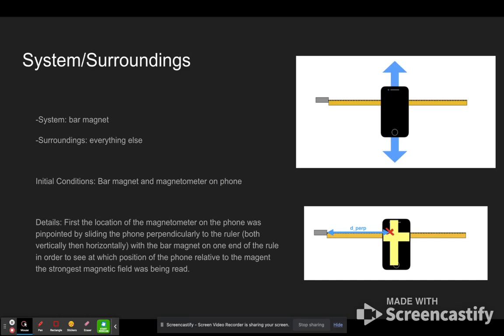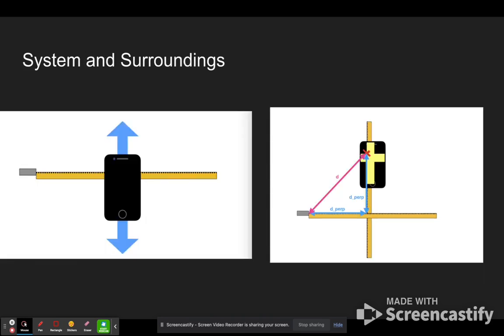The initial conditions are the bar magnet and the magnetometer on the phone, which measures the magnetic field at certain positions. In the experiment, the location of the magnetometer on the phone was pinpointed by sliding the phone perpendicular to the ruler, both vertically and horizontally, with the bar magnet on one end of the ruler, in order to see at which point the phone relative to the magnet the strongest magnetic field was read. Here's the system. You can see the meter stick, the magnet on the left side, and the magnetometer, which is the phone, and you slide it up and down as shown on the right.